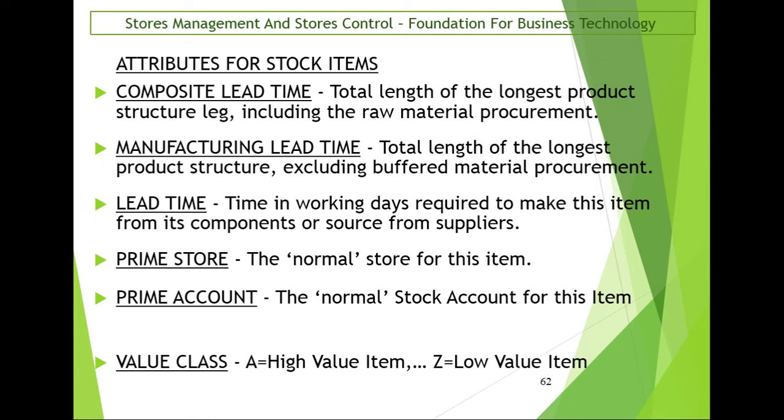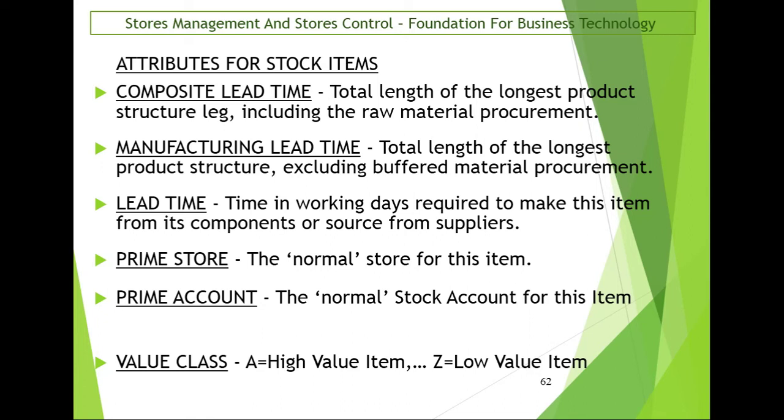For each item, you need to define what is the prime store and the prime account. So the prime store or the primary store, that is the main store where this item is usually found. So this is in a multi-store environment. Then we also define what is the prime account or the primary stock account. So this is the normal stock account for this item. So when we say normal stock account, we are not talking of transit accounts.